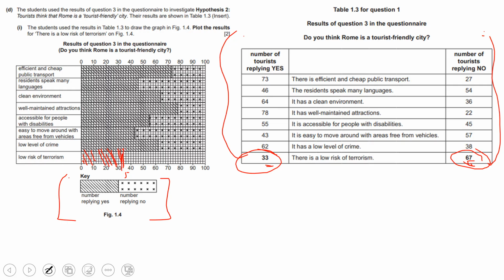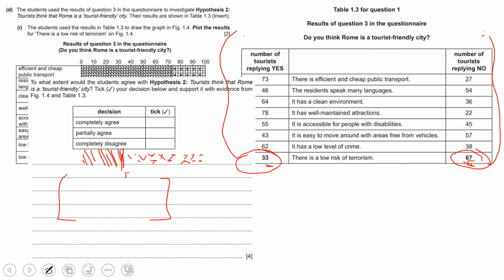So you don't come and put your x down to 100, because they will still fail you for that. So you just put the x, but there's a pattern there. You can just follow it through. That is it. 2 marks.